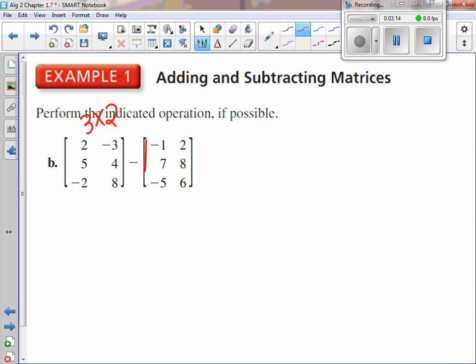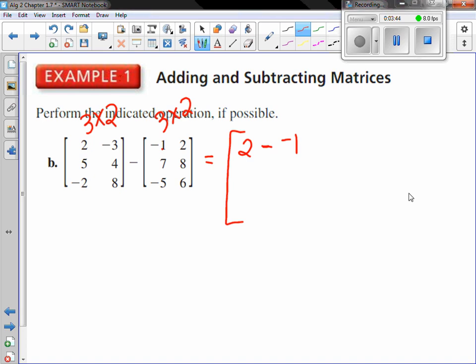If we look at the other one, it's a 3 by 2. So these two matrices are the same size because they're both 3 by 2. They both have 3 rows and 2 columns. That means we can subtract them from each other. So we're going to subtract the like elements. We have 2 in the top left, and we're going to subtract from it -1. Still on the top row, we have -3 minus its like term, 2.